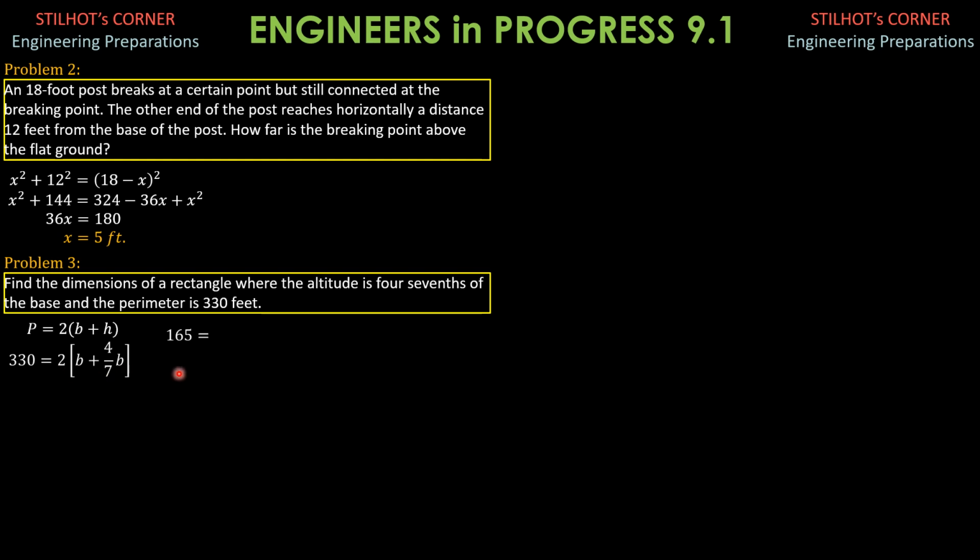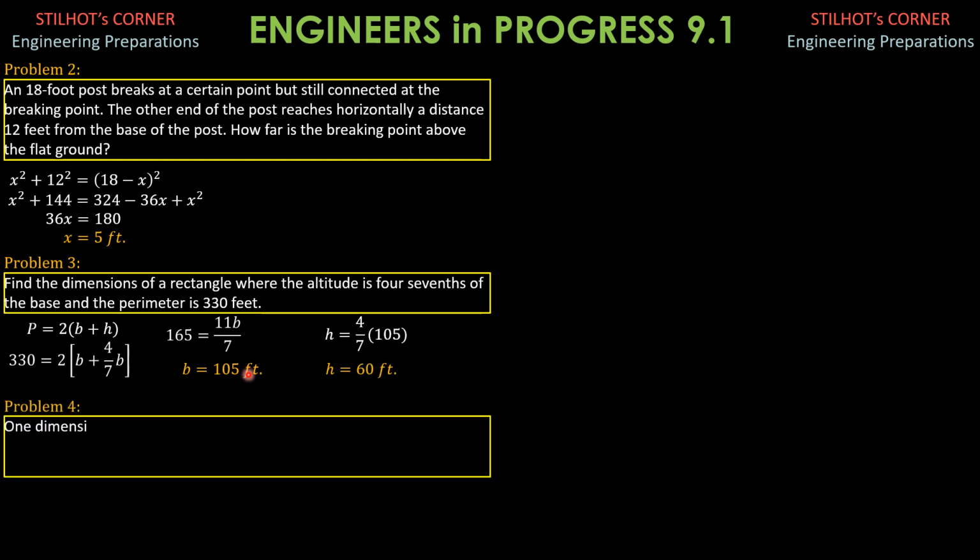330 over 2 is 165 equals 11b over 7. The simplification of this is 7b plus 4b, 11b over 7. So solving for b, 165 times 7 over 11, so b is equal to 105 feet. And the altitude is 4 over 7 of 105, and 4 over 7 of 105 is equal to 60 feet.